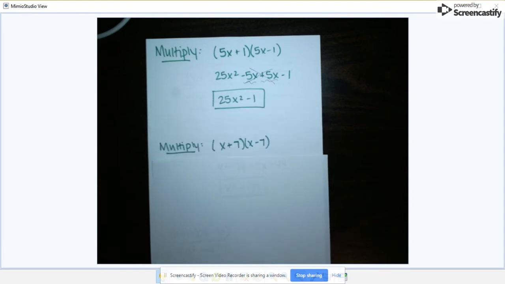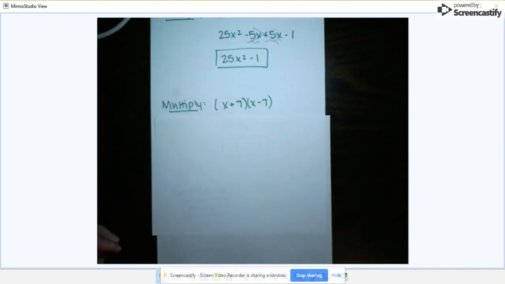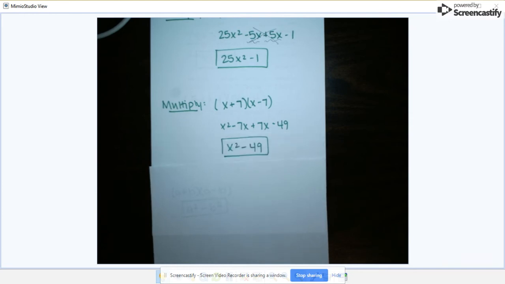Here's another one, x plus 7 times x minus 7. Again, parentheses look almost identical except for that sign. So I FOILed. Those middle two terms canceled off again. So we have x squared minus 49.